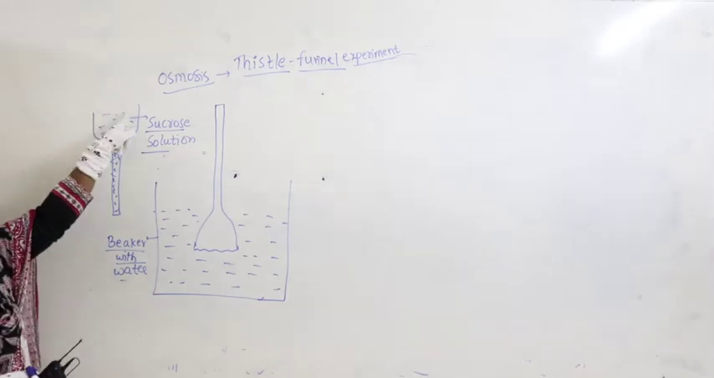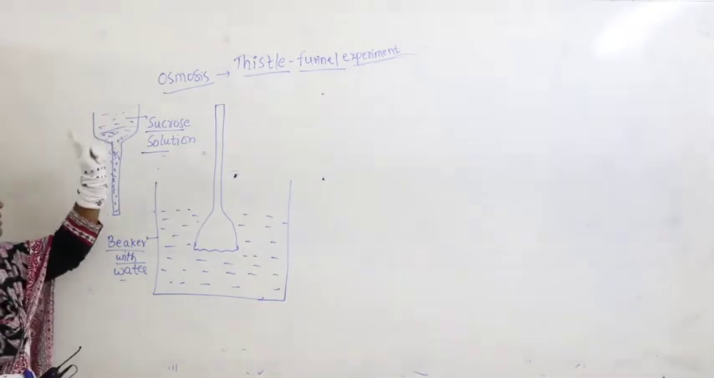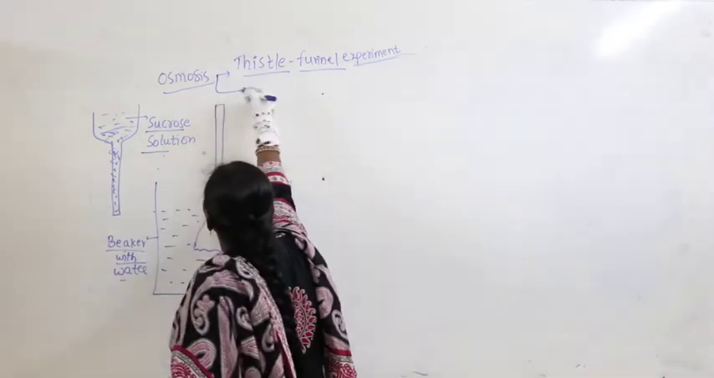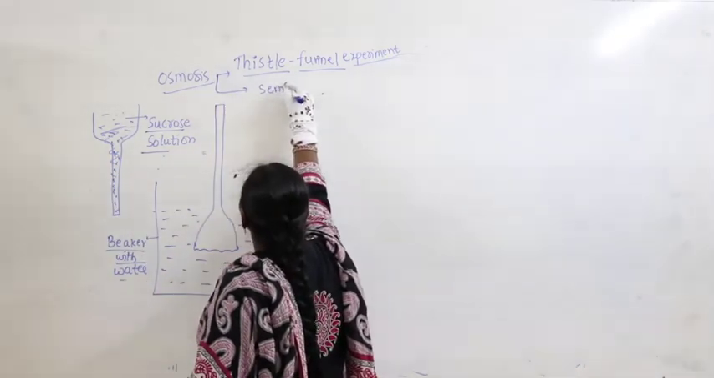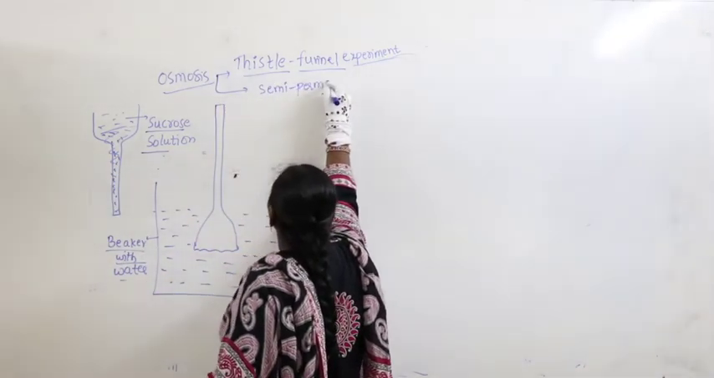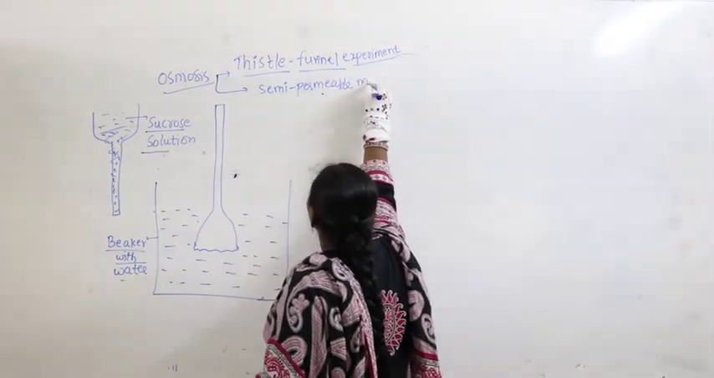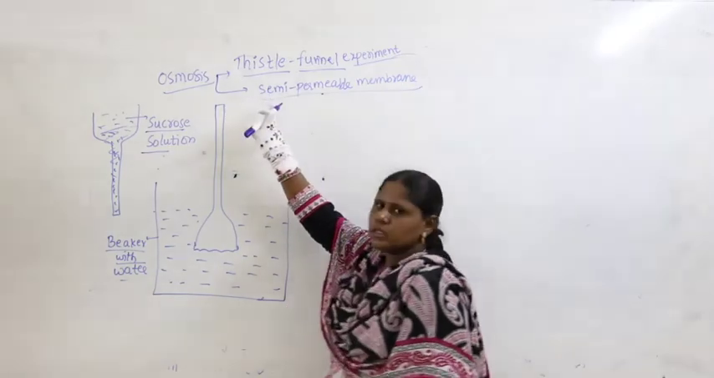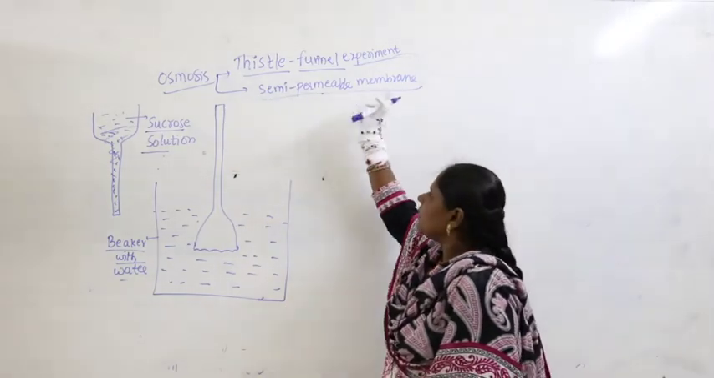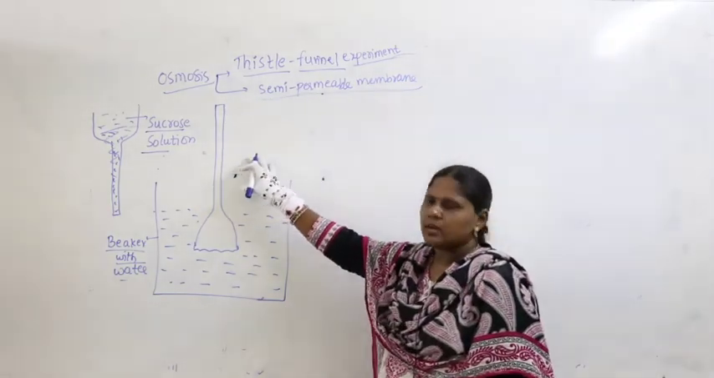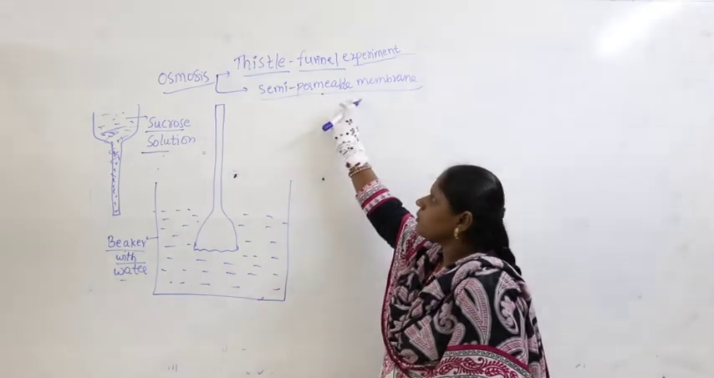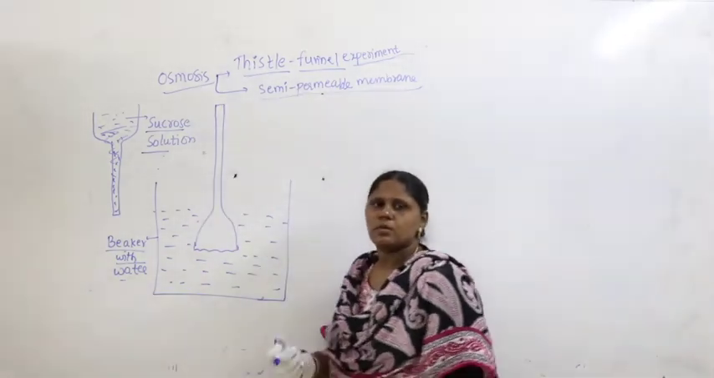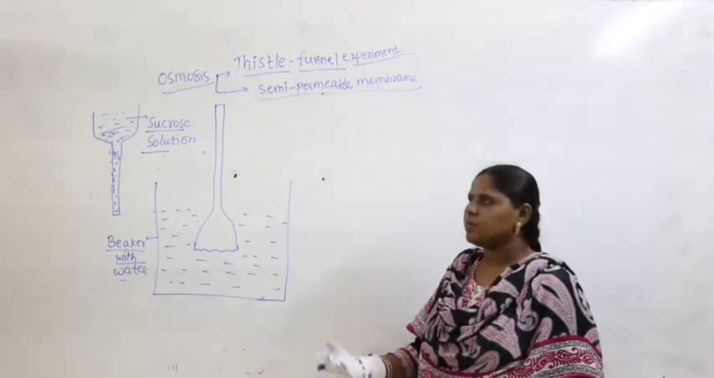Now it should be covered, right? Then they need what is called a semi-permeable membrane. Osmosis occurs through a semi-permeable membrane. So in this experiment, what does osmosis need? Semi-permeable membrane. In this experiment, they have to arrange a semi-permeable membrane to study the process called osmosis.